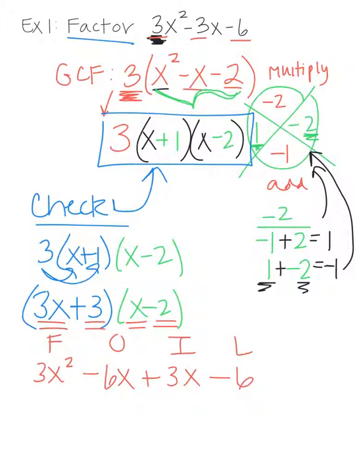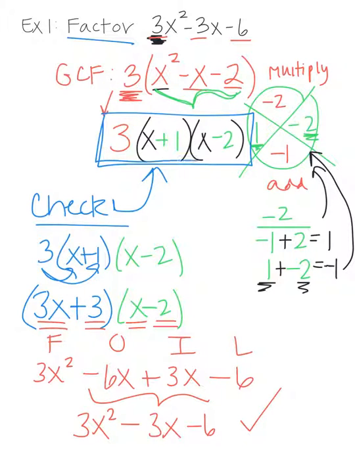And then I have my L as my last terms, 3 and negative 2, so those multiply to be negative 6. We can combine any terms that are alike, and I see the negative 6x and the positive 3x are alike, so I'm going to combine them together to get negative 3x, and I'm going to bring down my other resulting terms. So now I have 3x squared minus 3x minus 6, which if you compare that to our original problem, it does match. Therefore, we know our factored form of 3 times x plus 1 times x minus 2 is the fully factored form.